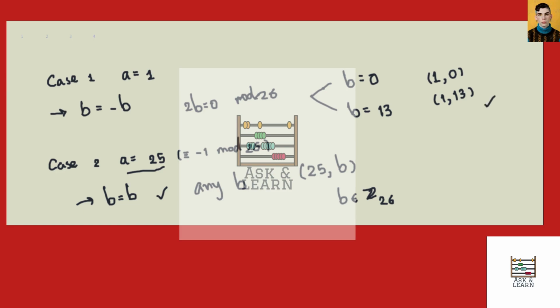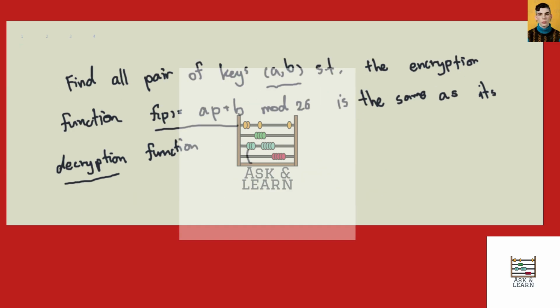And so all of these combined are all the keys that can work for our question. That's how you do it. Let's write this down. So it's 1 0, 1 13, and 25 with any b. That is the answer. Thank you.